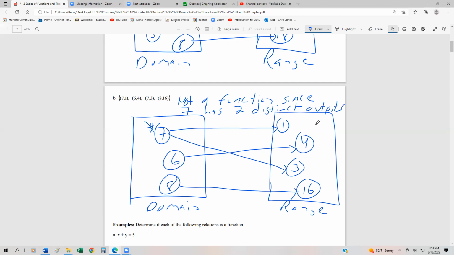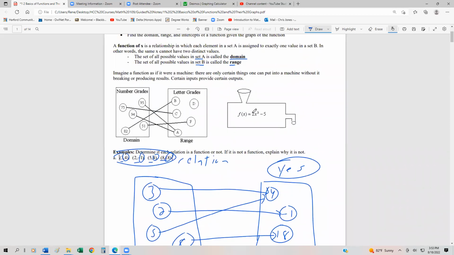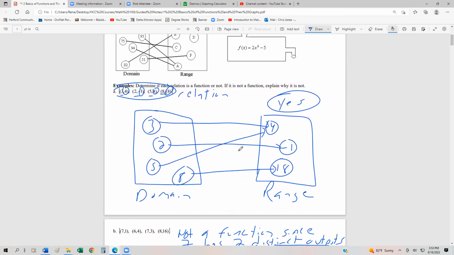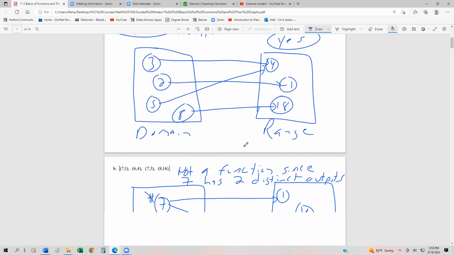So again, if you think of a function like a machine, or a relation like a machine, this is how we're going to try to identify those. That's how we go through and identify all the different components of what a function is. So again, a function is like a machine. The set of all inputs is the domain. The set of all outputs is going to be the range. There's only certain things you can put into the machine, and only certain things you can get out of it.